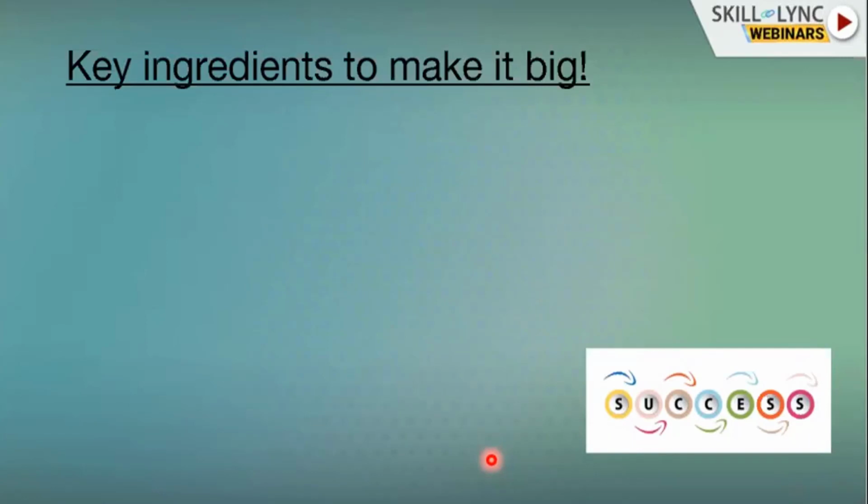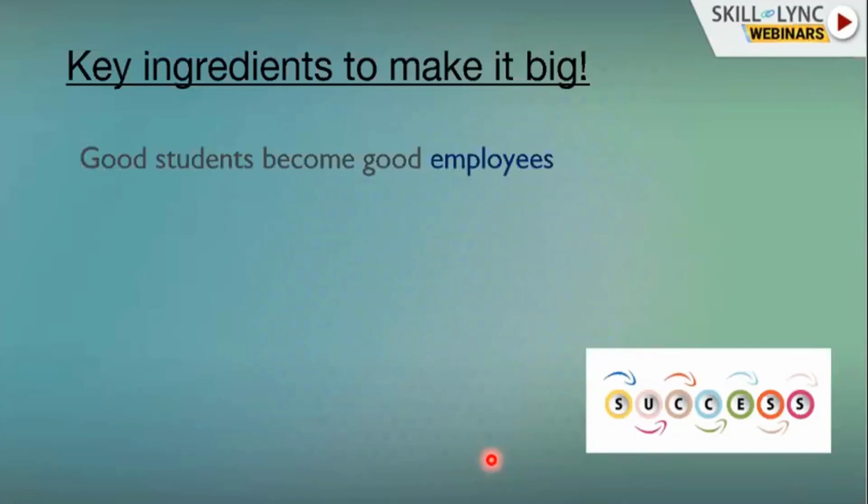And what is that key? What are those ingredients that you need? What are the skill sets that you need? And the base of it is, this is one saying that I came across and I found it really interesting, and I thought I should share this with you guys. Good students become good employees. So what do I mean by that?